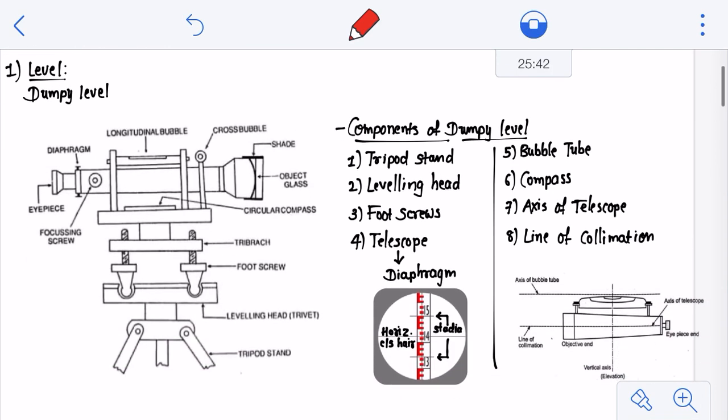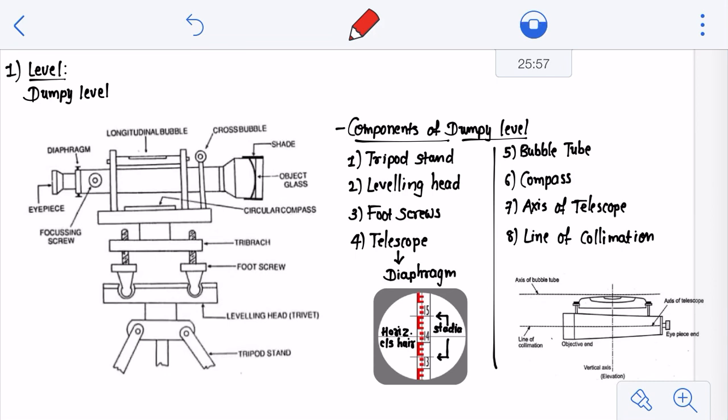So what is a level? Generally, level is nothing but the name of the instrument, alright, and these instruments are available as you can see here. I have mentioned a dumpy level. This is one of the types of levels.